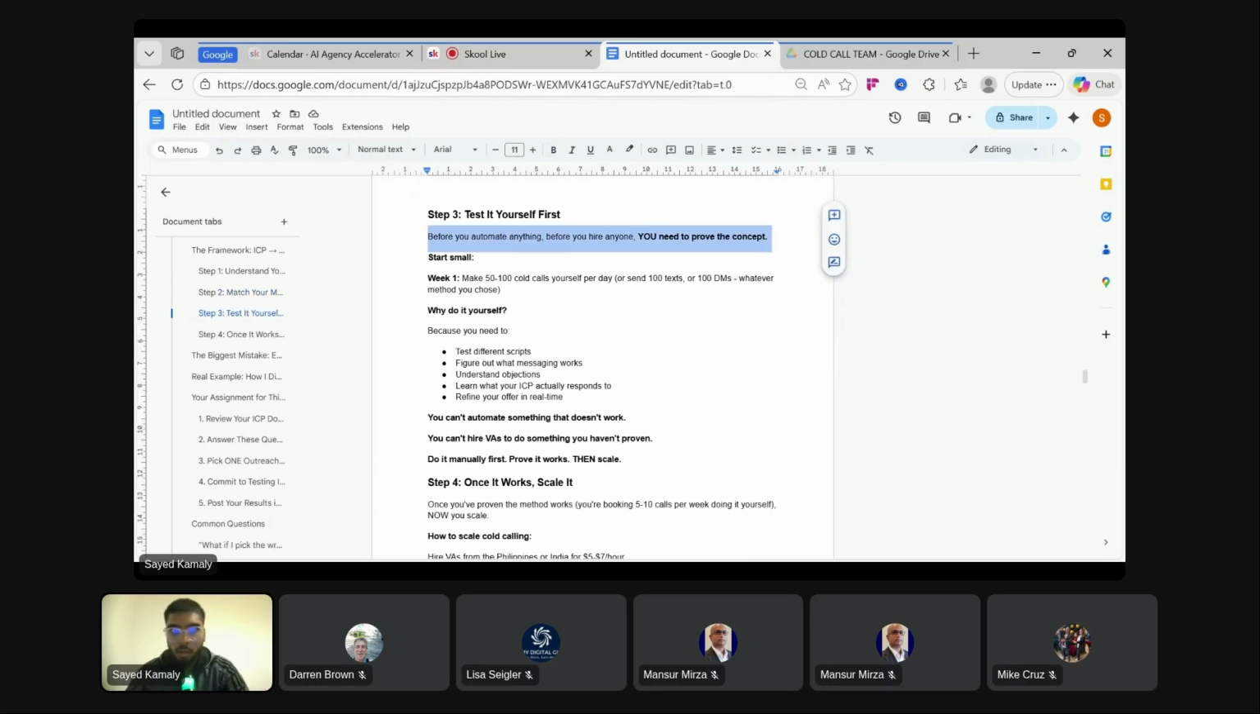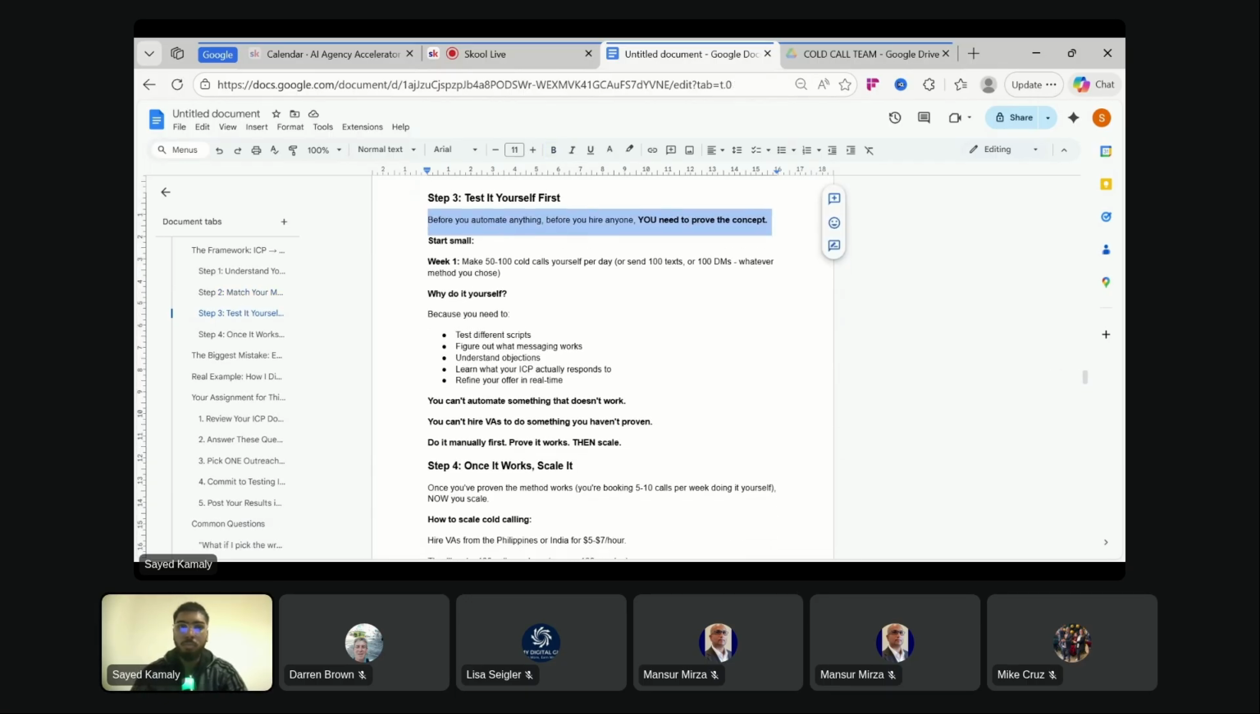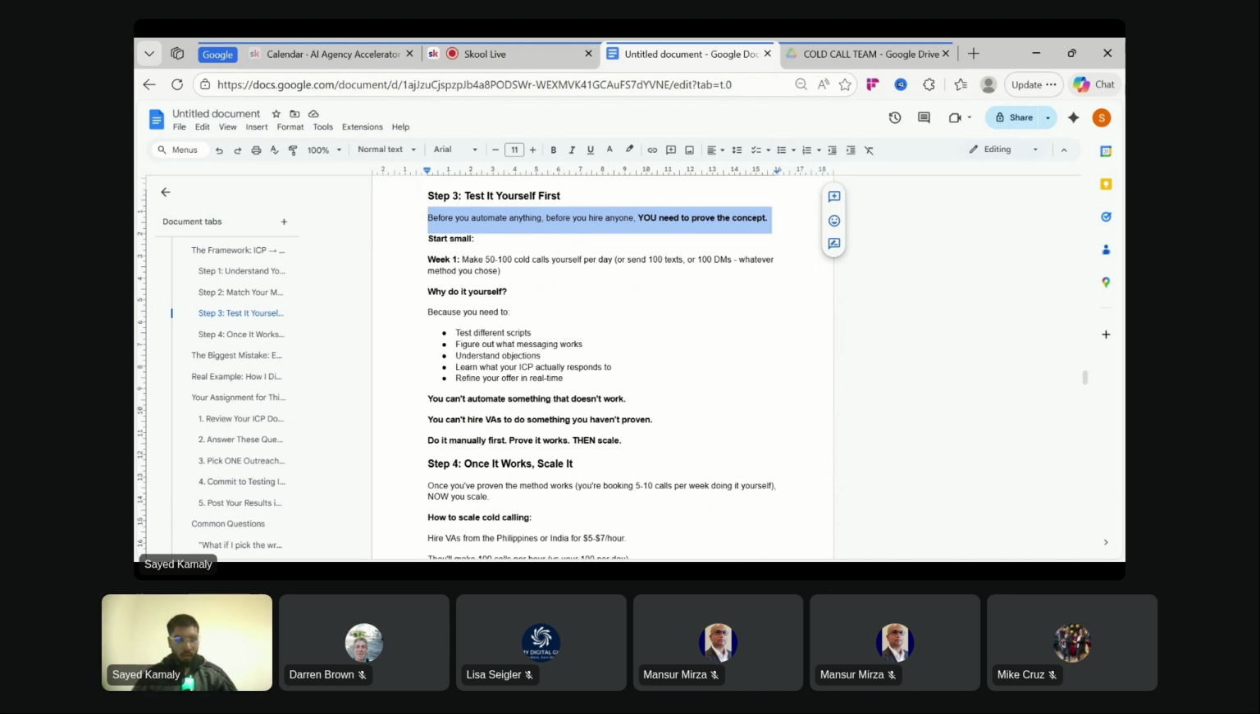Before you automate anything, before you hire anyone, you need to prove the concept. And I think this is why so many beginners stay as beginners and they don't grow their agency. Most people that start an agency, they never even sign one client, not even on a free trial. Most people that start an agency, they don't sign a single client because they try to automate, they try to outsource before they've ever even proven that anything works themselves. They don't even know if it works themselves.